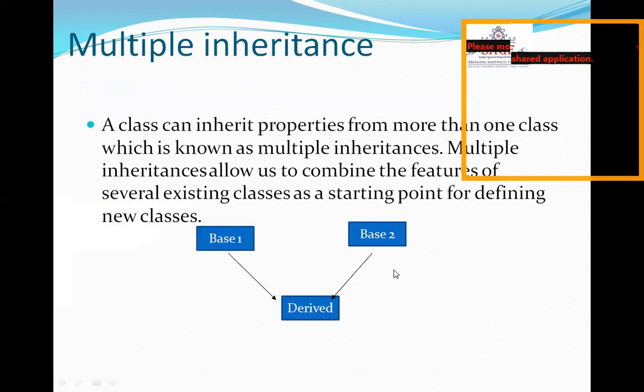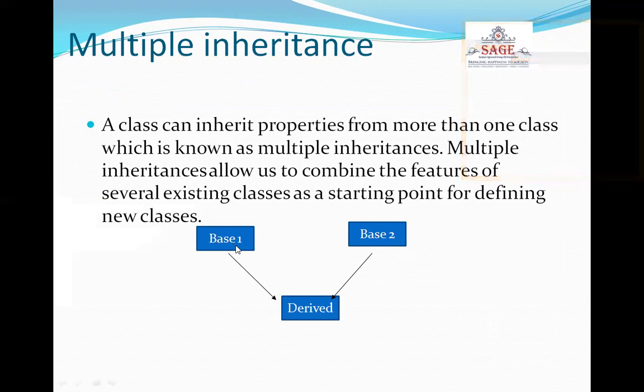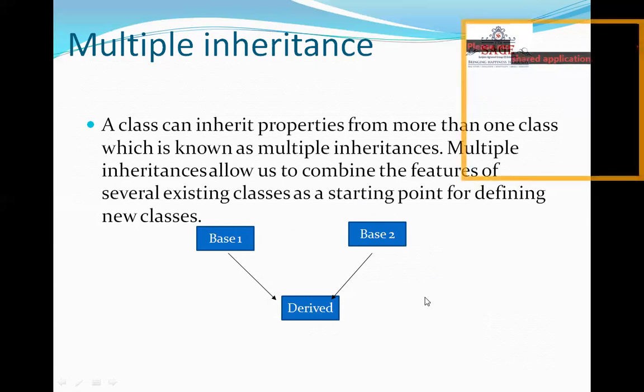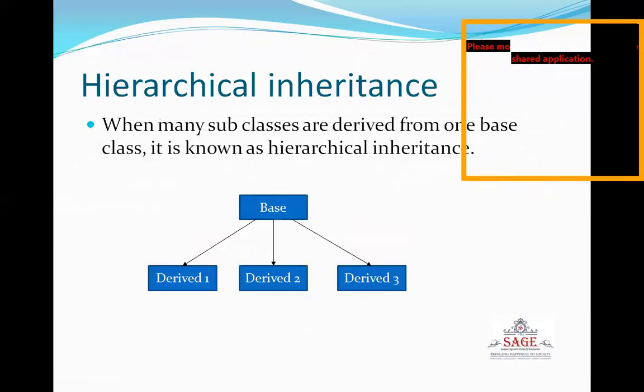Next one is multiple inheritance. A class can inherit properties from more than one class. We have base class 1 and base class 2. The properties of both classes transfer to the derived class, which is known as multiple inheritance. Multiple inheritance allows us to combine the features of several existing classes as a starting point for defining a new class.